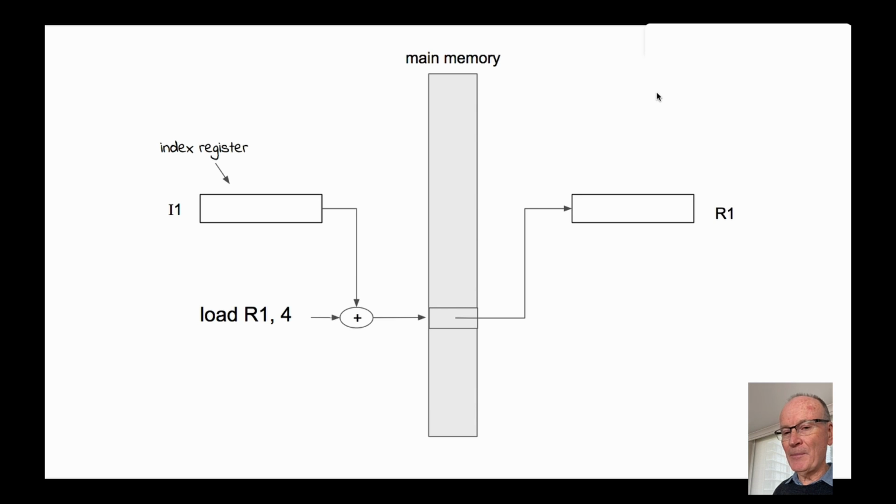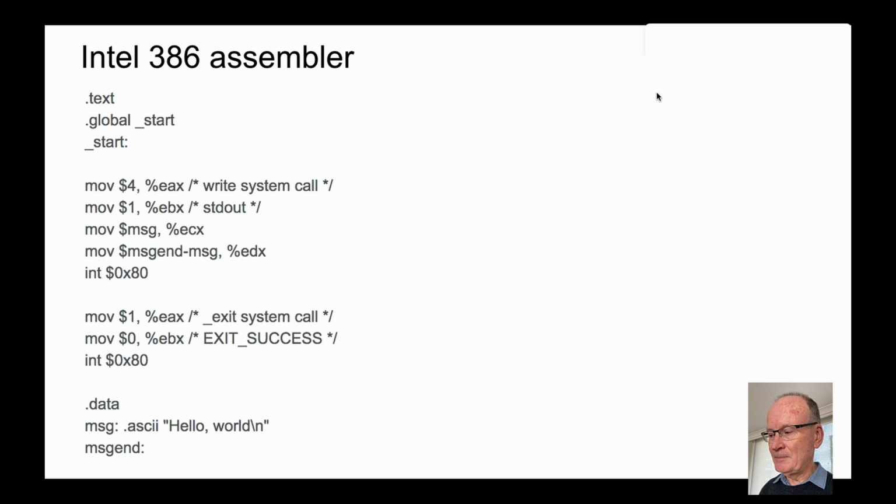So if you look at this diagram, I've drawn the main memory here in the center, and I've put an index register I1 on the left there, and an ordinary register R1 on the right. My instruction is load R1, comma 4. If it's using the index register, then it will add the number 4 to what's inside index register 1, and use that to find the particular address in the main memory to find the operand that is then put into register 1. So that's an example of how that works.